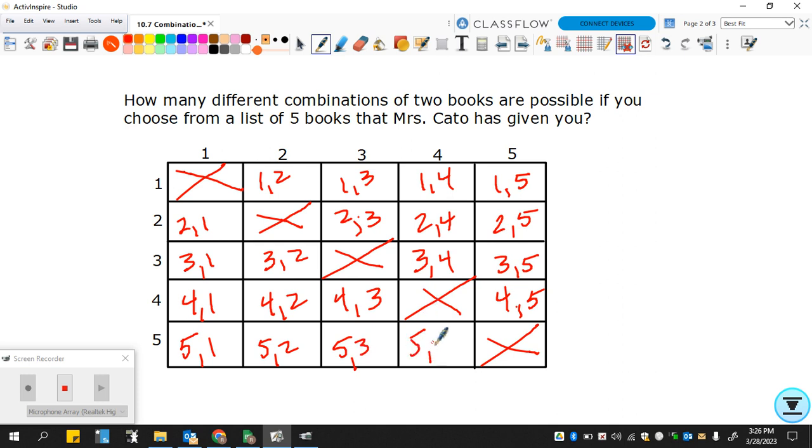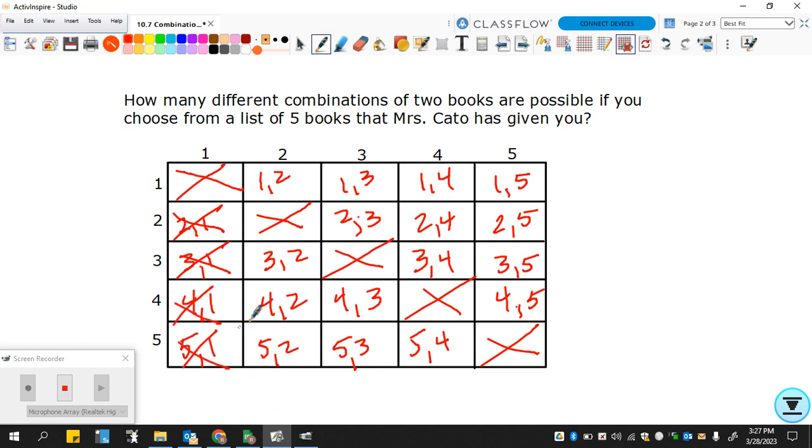Okay, so now the thing is, we're talking about combinations, so that means the order is not important. So 1 and 2 is the same thing as 2 and 1. So let's just cross out 2 and 1. 1 and 3 is the same thing as 3 and 1. Okay? 1 and 4, same thing as 4 and 1. And 1 and 5, same thing as 5 and 1.